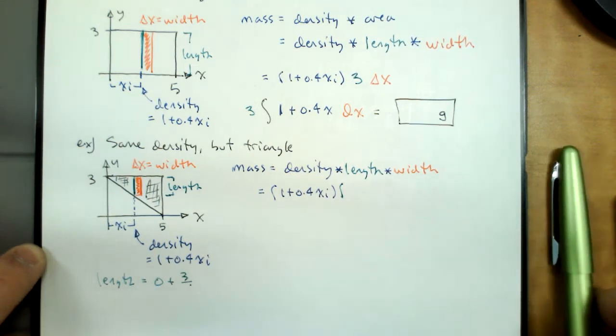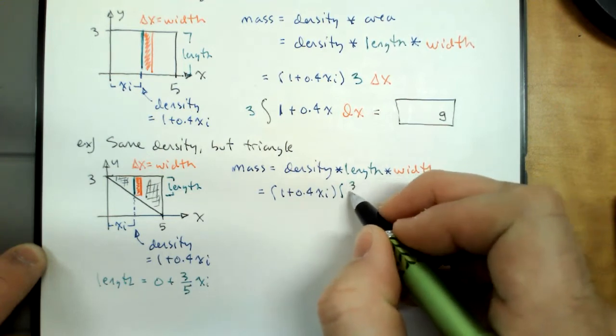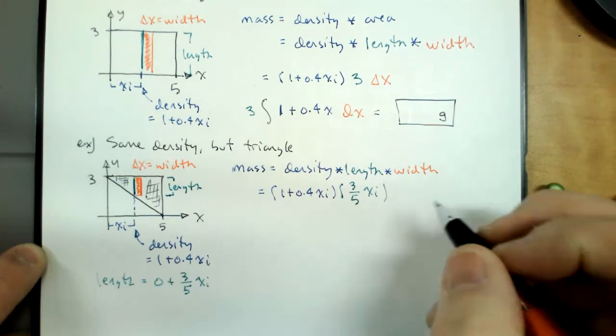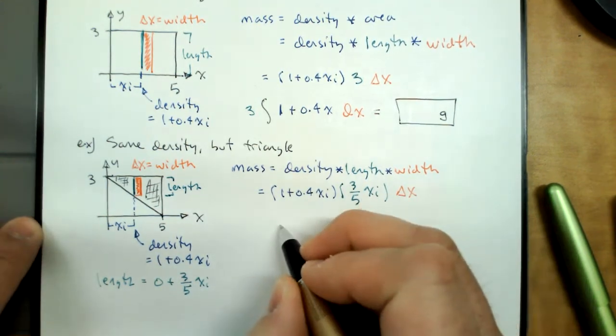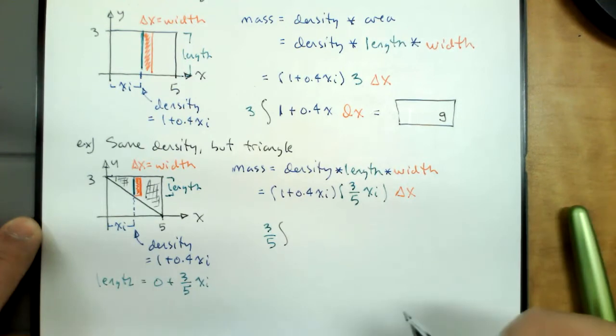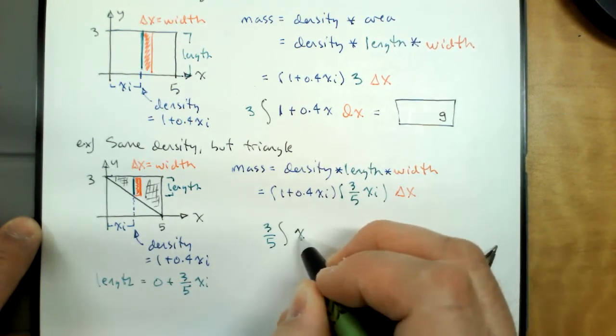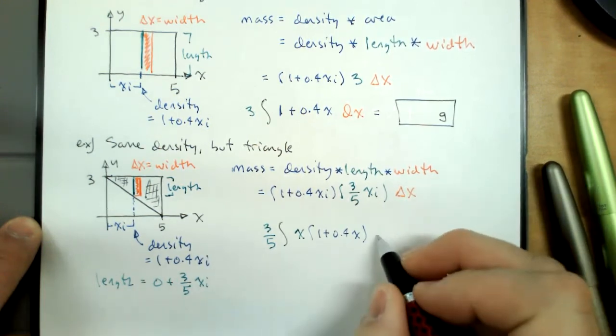Oops. Increased by 3 over 5 units. And so that was our expression for the length. Our width is still a delta x. And then we can still turn this into an integral. So our total mass, I'm going to factor out the 3/5. We're still integrating the function, we're integrating an x times 1 plus 0.4x. And delta x still becomes dx.